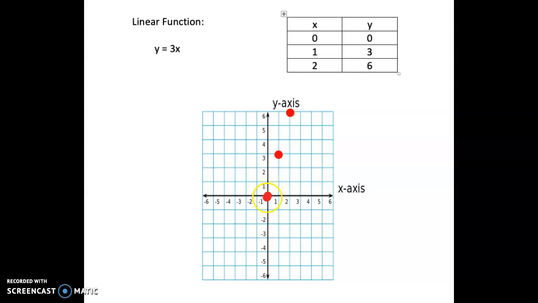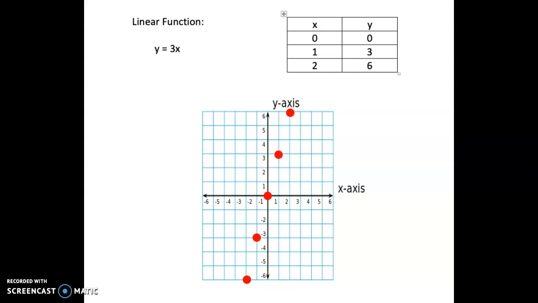So let's see. We did 0, 1, and 2, so going backwards, let's try negative 1. So when x is negative 1, what does y equal? Well, let's see. 3 times negative 1 would give us negative 3. So when x is negative 1, y is equal to negative 3. And this point lines up with negative 1 for x and negative 3 for y. And our next one would be at negative 2. So when x is negative 2, what does y equal? Let's see, 3 times negative 2 is negative 6. So when x is negative 2, y is negative 6. Right about there.